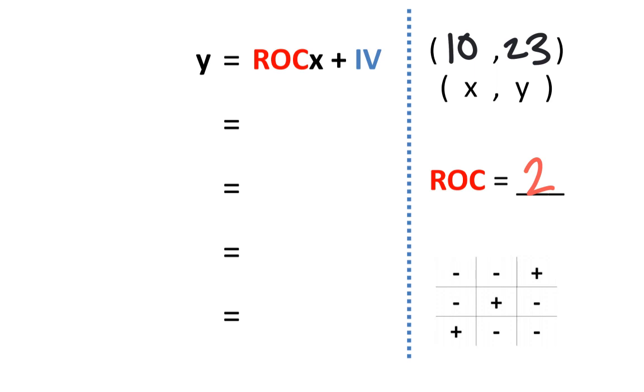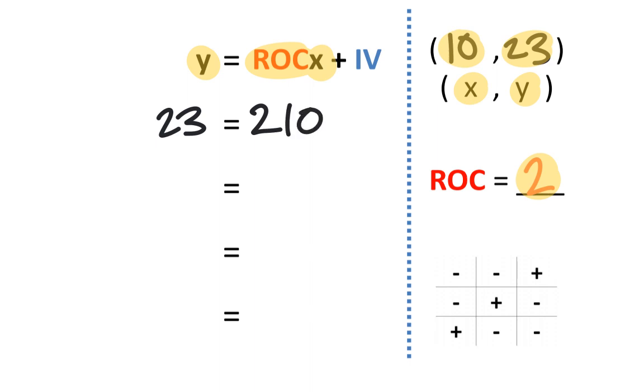At this point, we're going to replace some of our variables with their known values. First of all, I'm going to replace the variable of y with the number 23. Next, I'm going to replace rate of change with the number 2. Afterwards, I'm going to replace the variable of x with the number 10. And the initial value is going to stay in the same place. This looks a little bit weird. This looks like 210, but between these numbers is actually a multiplication sign.